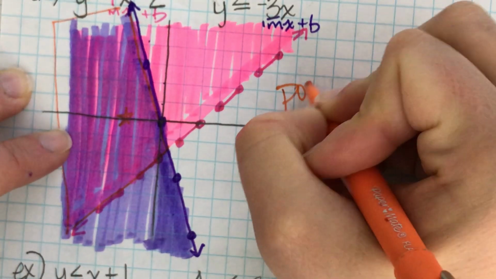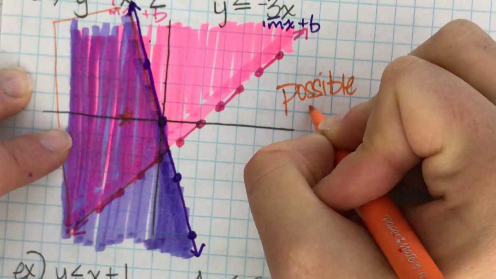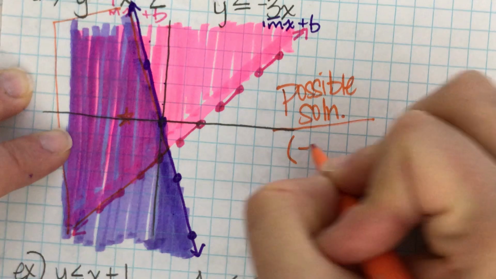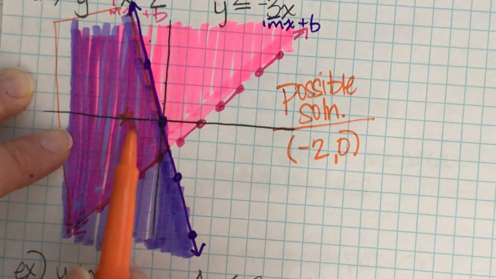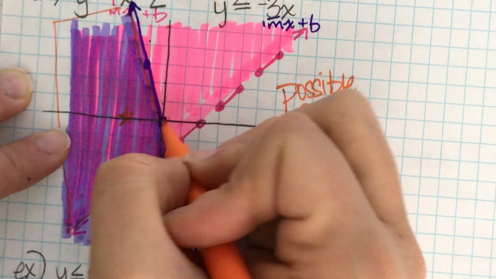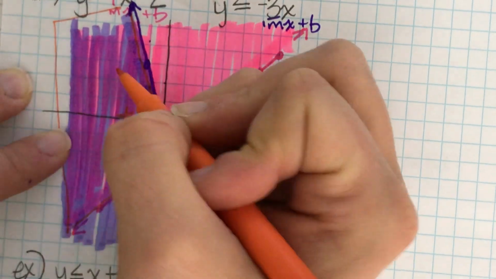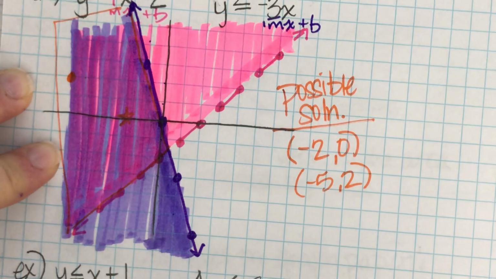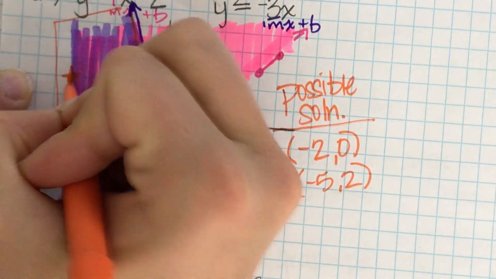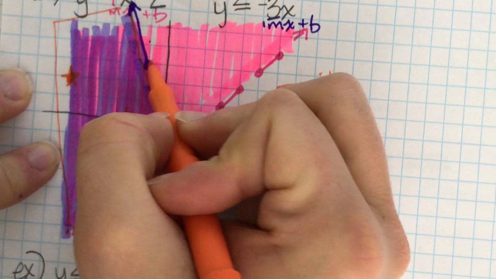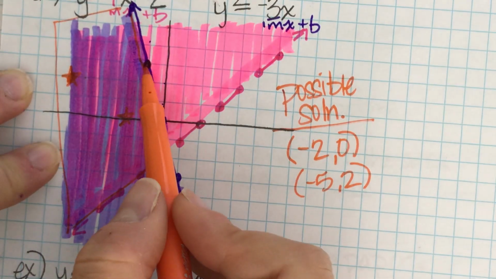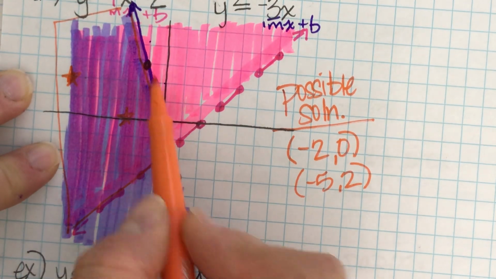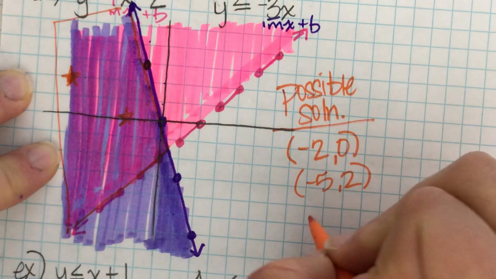So possible solutions. You're not going to have a specific answer, there's a bunch of different answers that could work. -2, 0 is in that section. Let's see, -5, 2. I don't think that's actually -5, but -5 and up 2 would be in that section. You start looking at, okay, well, what about this actual dot? Well, it's purple because it's on a solid line, and it's in the pink shaded section, so that would actually work back there at -1, 3.